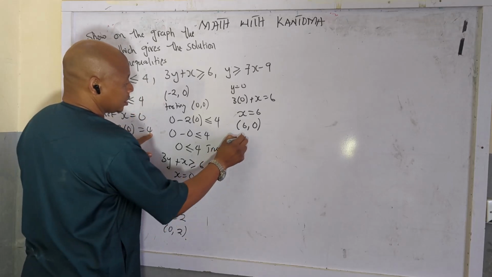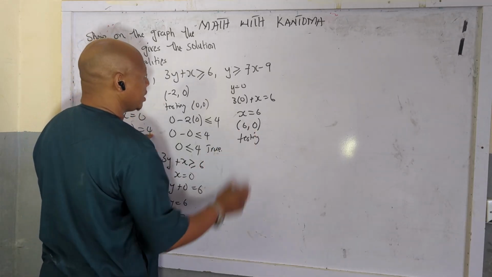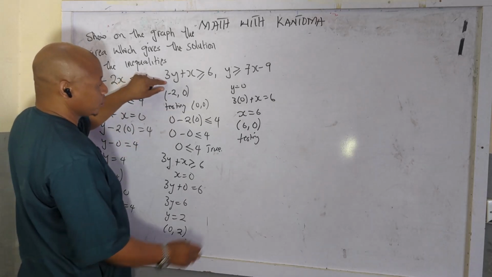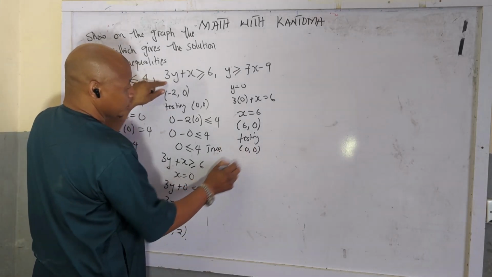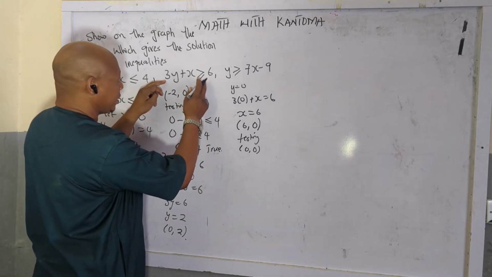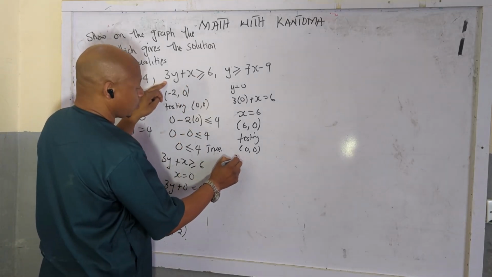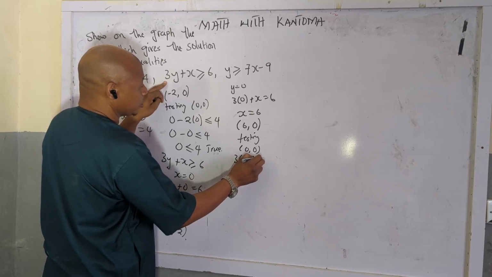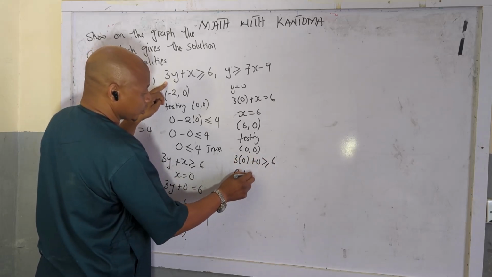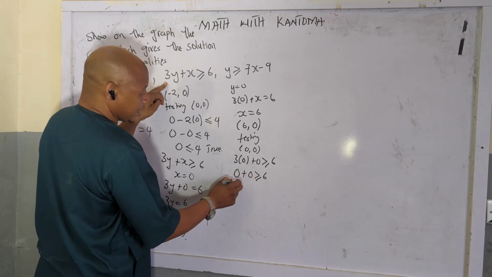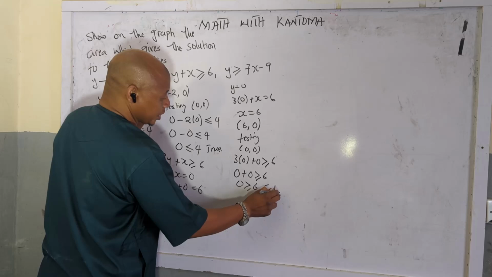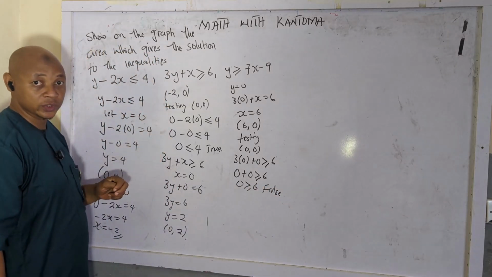So now let's go for testing also, to test whether the inequality satisfies this condition. Meaning, put x to be 0 and y to be also 0. At the coordinate 0, 0, what is going to happen in this inequality? 3 times 0 is 0, 0 plus 0, is it greater than or equal to 6? Is 0 greater than or equal to 6? This is false, because 0 is never greater than or equal to 6, right?